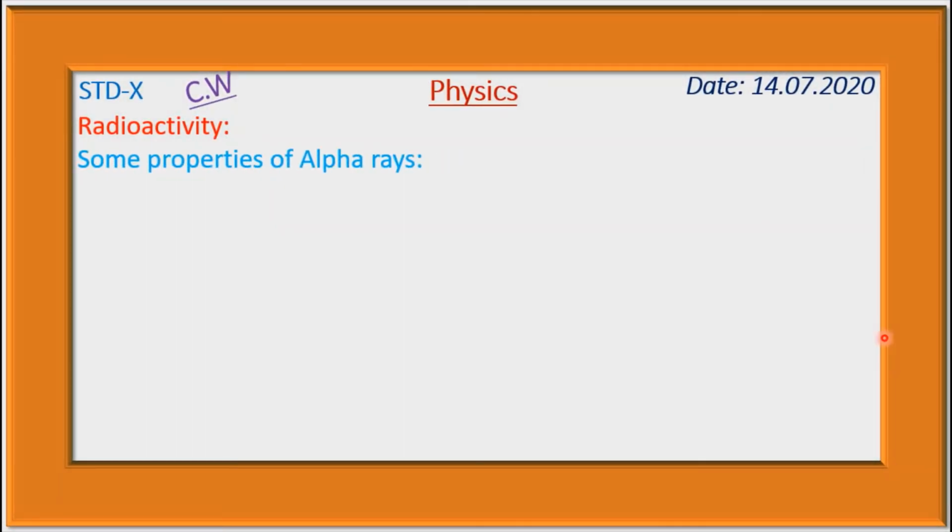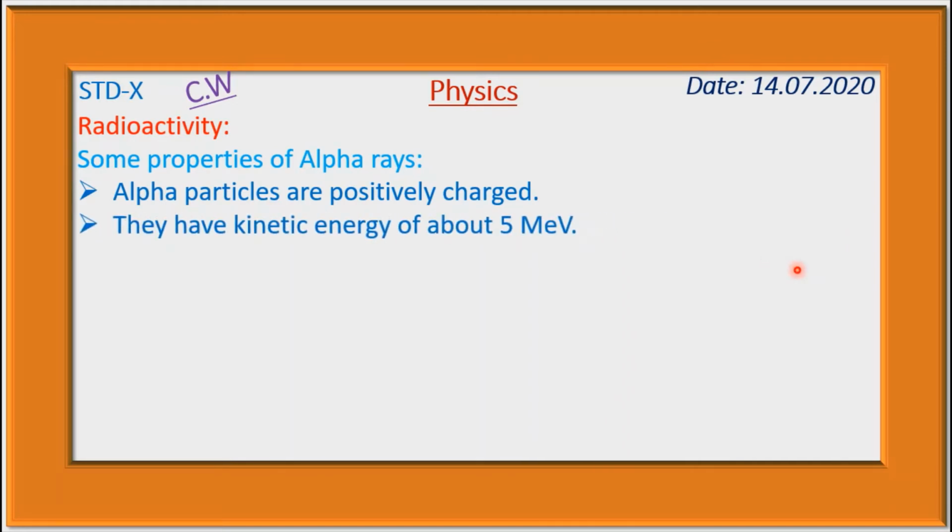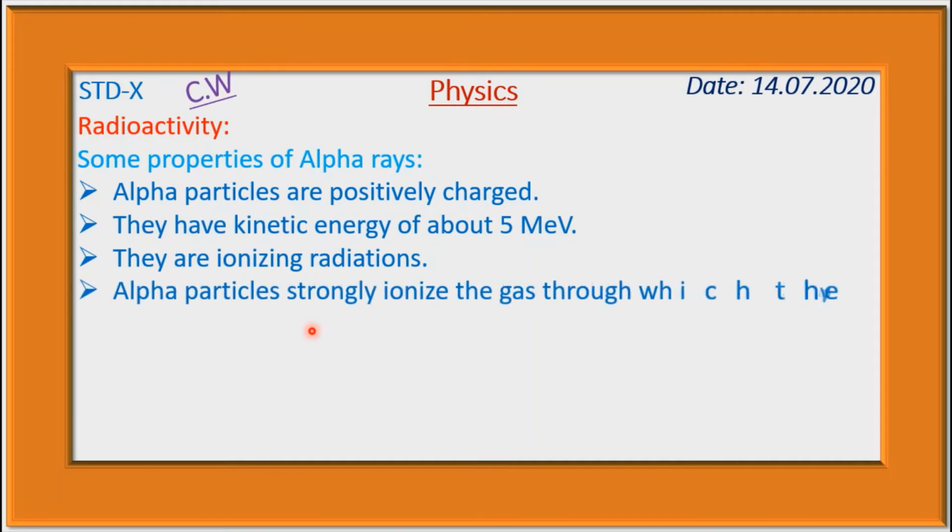Some properties of alpha rays. Alpha particles are positively charged. We know there are 2 protons and 2 neutrons. The charge of a proton is +1. Therefore, with 2 protons, the charge of alpha particles is +2. They have kinetic energy of about 5 mega electron volts. They are ionizing radiations, that is, these particles can ionize gas. Alpha particles strongly ionize the gas through which they pass.